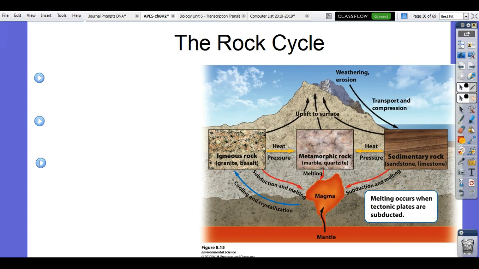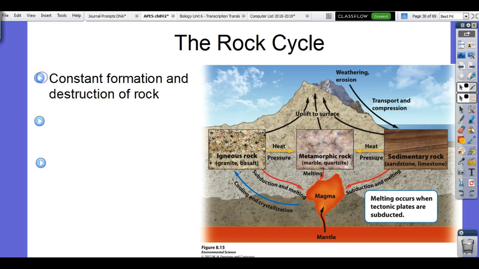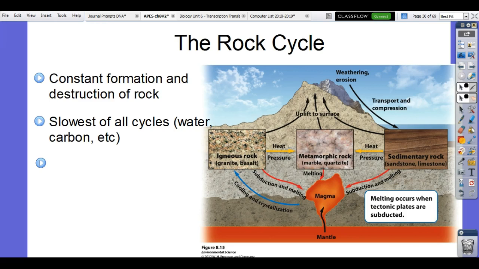Whole unit is on rocks and soil, so we're going to talk about the rock cycle. You have most of this written in your packet, but it involves the constant formation and destruction of rocks. So it's a cycle, just like the carbon cycle, the nitrogen cycle, the phosphorus cycle, all of those. It is the slowest of all cycles, if we're talking about carbon or nitrogen, because it takes thousands of years for rock to form and for rock to be broken down.